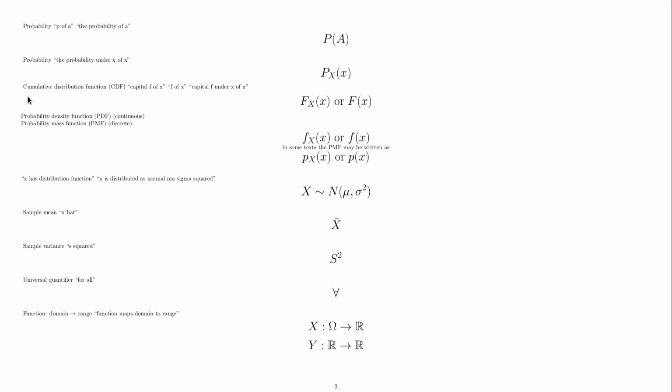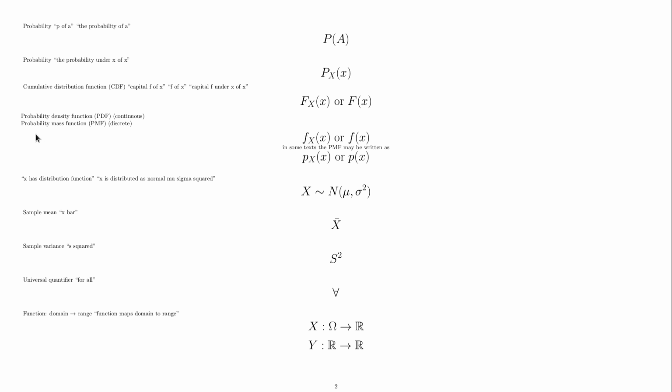The next piece of notation is the cumulative distribution function, or CDF, and it is represented by capital F of Fx of x, or just capital F of x. And this notation is pretty consistently used across many different textbooks that you might encounter. And sometimes I might say capital F under x, meaning that this is the cumulative distribution for this particular random variable x.